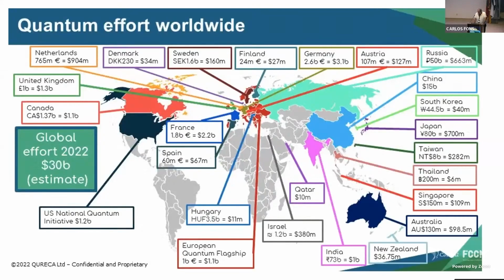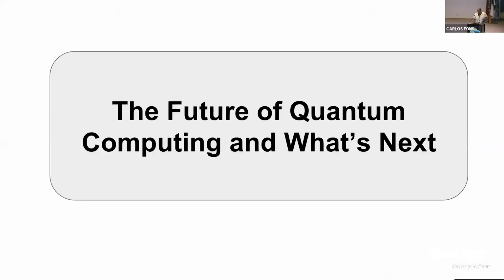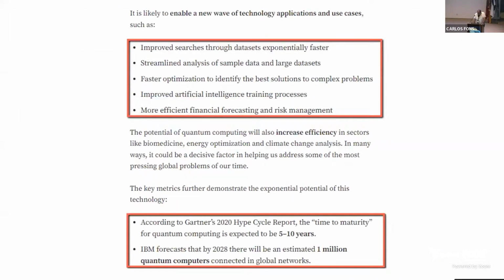And here in this picture, you see a lot of new numbers about the participation of different countries in the quantum effort worldwide. The future of quantum is impacting improved search through exponential data sets, streamlined analysis, and optimization, maybe in searching for the best solution of very, very complex problems, and mainly the great tests being used now are in the area of financial forecasting and risk management.